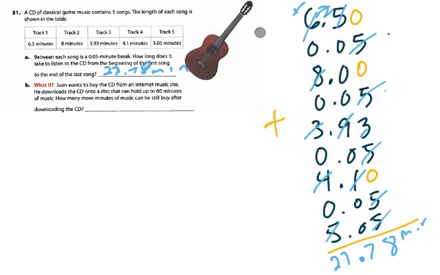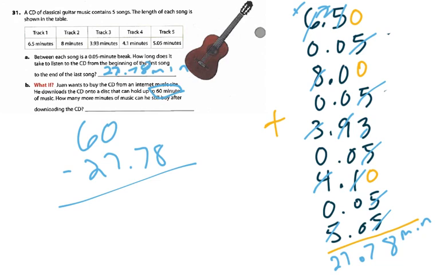Okay? The next question here says that Juan is going to buy a CD for internet music. He downloads the CD onto the disc that can hold up to 60 minutes. How many more minutes of music can he still buy after downloading the CD? Well, I'm going to take my CD that holds 60 minutes. I'm going to subtract the 27 and 7/800 minutes of music that I'm going to have on there already.